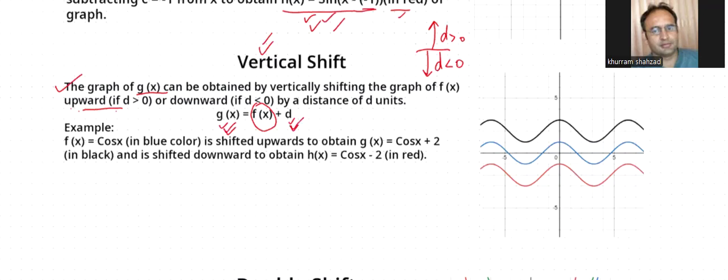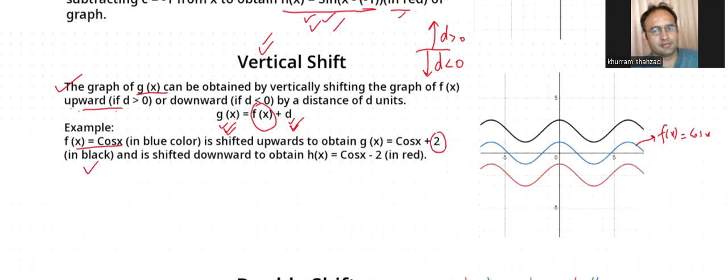So we have taken as an example the graph of f of x again here. This is the graph of f of x equal to cos x. So if we add 2 here, since 2 is a positive number, then the new function will be g of x equal to cos x plus 2. And this is shown in black in the graph.